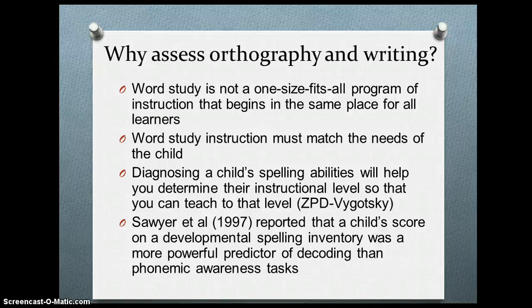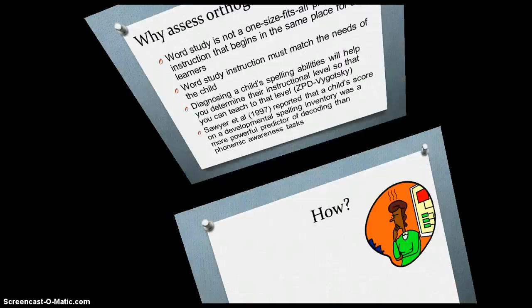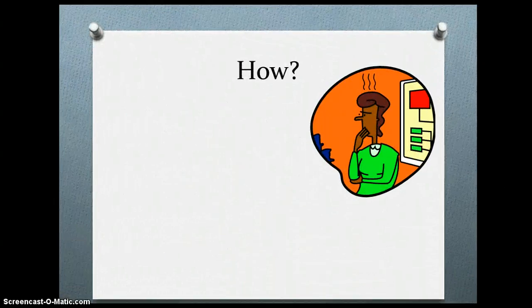Sawyer et al. reported that a child's score on a developmental spelling inventory was a more powerful predictor of decoding than phonemic awareness tasks, and we'll talk about why that might be in a minute.